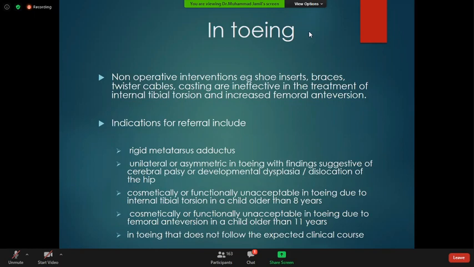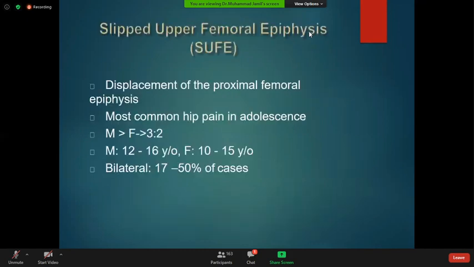Or when there is a unilateral or asymmetrical in-toeing with findings suggestive of cerebral palsy, developmental hip dysplasia, or dislocation of the hip; cosmetically or functionally unacceptable in-toeing due to internal tibial torsion in a child older than 8 years of age. These are all the referral criteria. Cosmetically or functionally unacceptable in-toeing due to femoral anteversion in a child older than 11 years of age, or in-toeing that does not follow the expected clinical course.